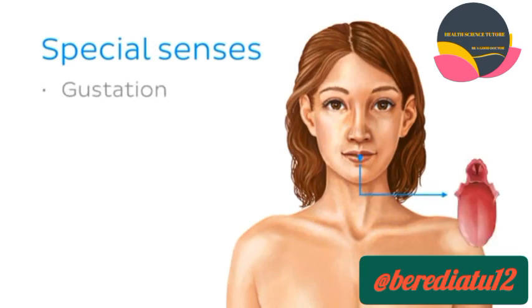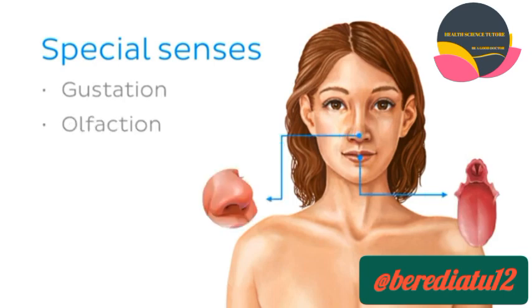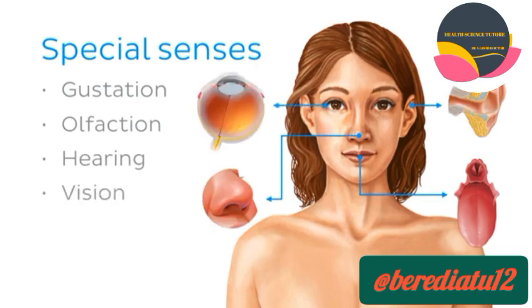For example, gustation or taste is sensed by the taste buds of the tongue. Olfaction or smell is located in the nose. Hearing from the ears, and vision from the eyes. Let's begin with some general suffixes pertaining to the senses.